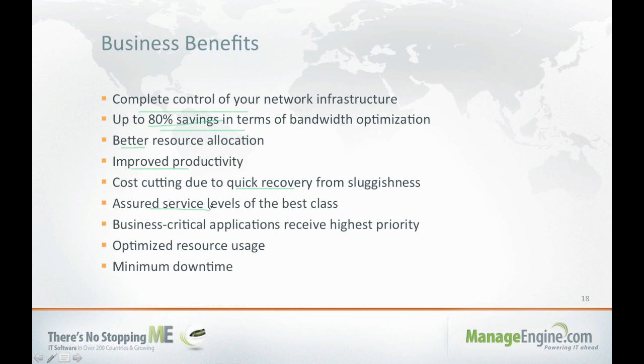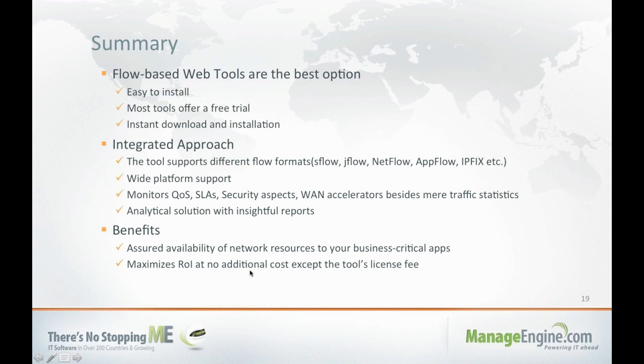Assured service levels at the best class. So best in class service levels for your voice and your video, so that everything is very efficient in your network. That is another core benefit. By QoS, you can make sure that only your business critical applications receive the highest priority, and you can put down the applications that are not much relevant to your business, such as YouTube or Skype, or anything which may not be that relevant, such as Cisco WebEx or GoToWebinar. Maximum priority can be given so that your service levels are improved, and highest priority is given to your apps that matter the most. Optimized resource usage and minimum downtime. This is the same story. I'm not going to repeat it.